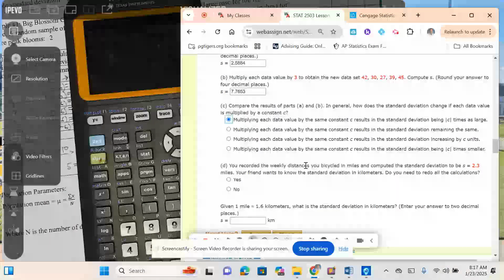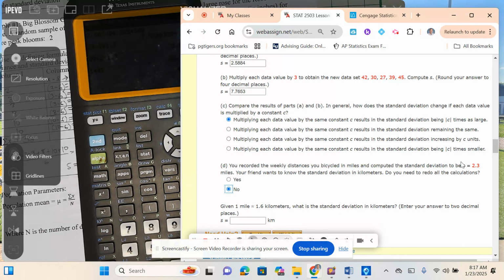You record the weekly distances you bicycled in miles and compute the standard deviation to be S equals 2.3. Your friend wants to know the standard deviation in kilometers. Do you need to redo all the calculations? So we've got a measure of spread for miles, and we've got to convert it to kilometers. Do we need to do all the recalculations? Or what could we do?